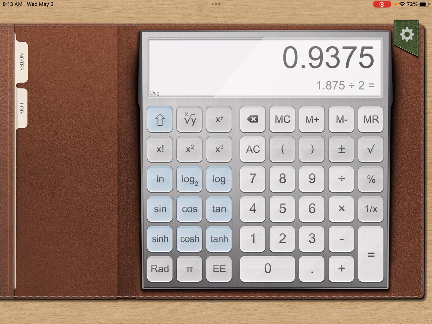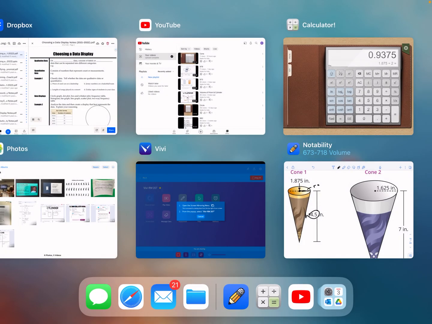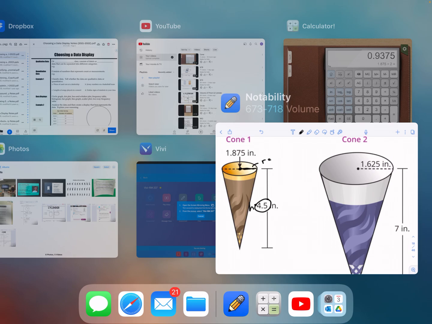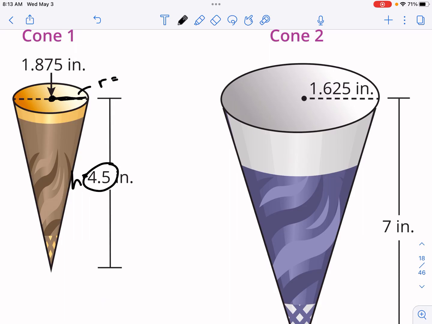Okay, 0.9375. We're going to round to the nearest hundredths place for this. When you have long decimals, you can round. We'll choose the hundredths place. So that 3 is in the hundredths place. So look at the thousandths place. It's a 7. That 7 will make that 3 go up to a 4. So we'll use 0.94, 94 cents. All right, let's write that in.